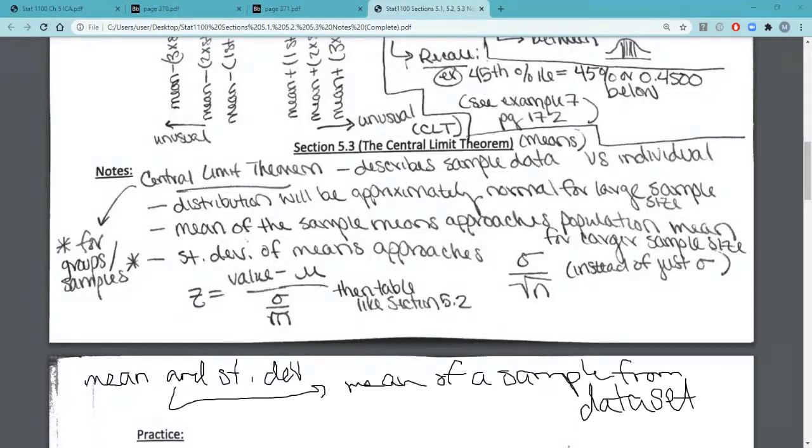So before, we were only talking about individuals. We would say, what's the probability of getting somebody with an IQ higher than this? Or what's the probability of getting something between these two z-scores? And we were only talking about an individual. Here, we're talking about a group or a sample. Instead of rewriting this, it's going to be easier to go over the notes that are already made about the central limit theorem. I'm going to choose a different color and highlight as we go through.